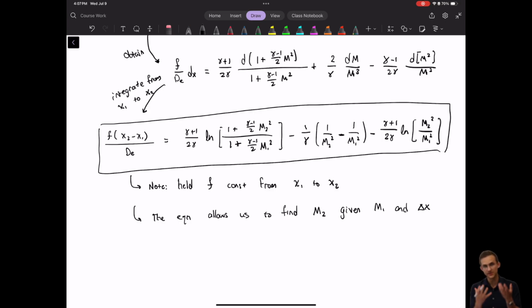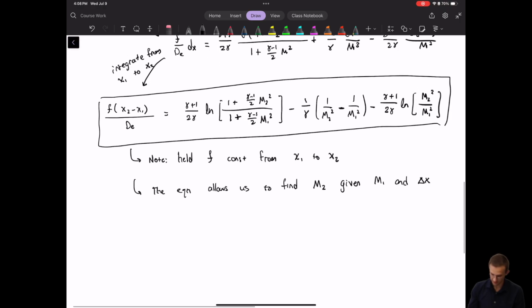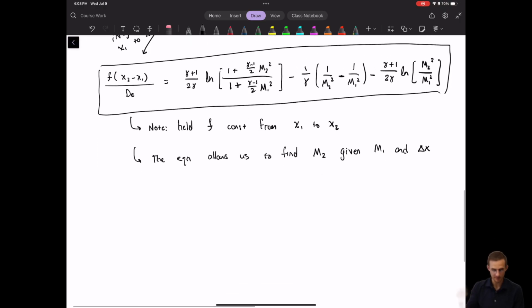So if you know what the Mach number is at a certain location, and you know you're going to move some amount of distance through a Fanno flow, then if you know what the friction factor is and the effective diameter, you'd be able to figure out what the Mach number is going to be at that distance. Okay? So that's good. You will actually use this equation fairly often, but mostly in a table form, as we'll demonstrate in some of these examples.